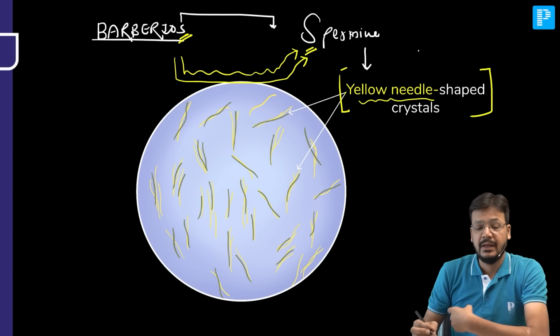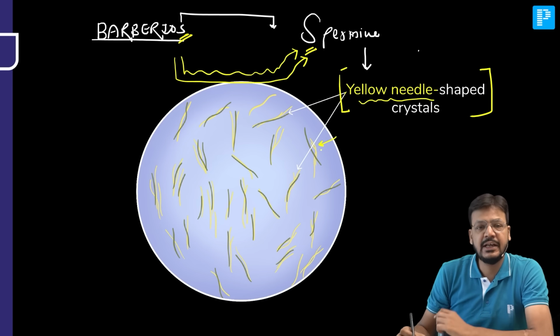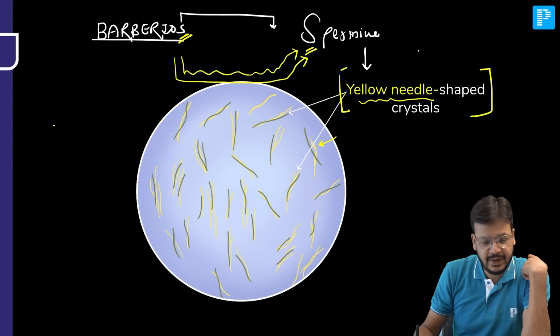And my dear friend, here it is a yellow needle shaped crystal. You can see the picture, it is a yellow needle shaped crystal. And my dear friend, it is spermine picrate.